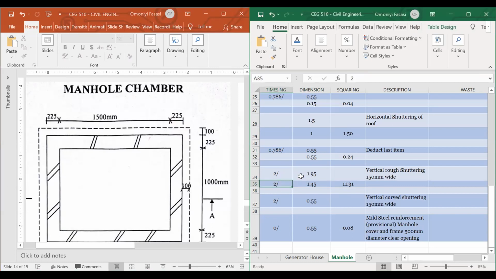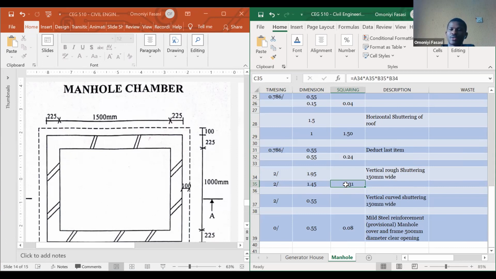If you check your Excel sheet for the horizontal shortening, there was no time sync. But for the vertical, we have time sync of 2. For the horizontal shortening, there was no time sync. Yes. And for the vertical, there was time sync. Excellent question.